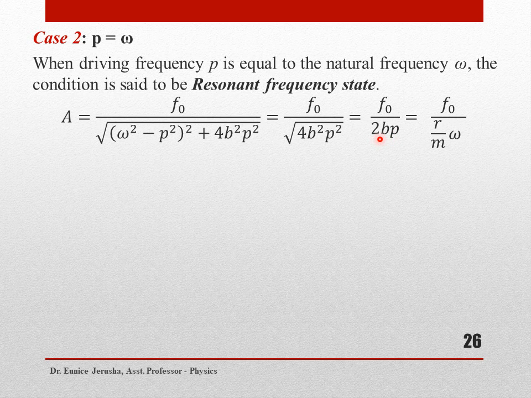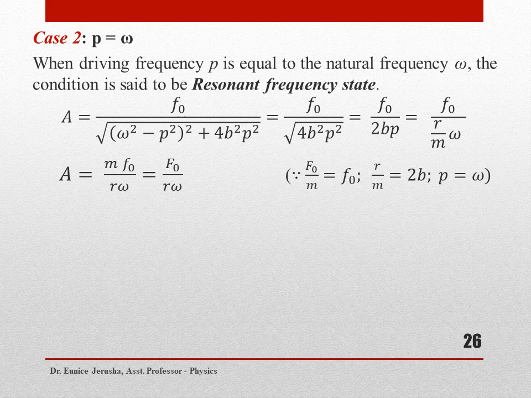On substituting for 2B as R by M, we have this expression for the amplitude as F naught divided by R by M omega. Rewriting this equation still further, we obtain the amplitude of oscillations to be M F naught divided by R omega, and substituting for M F naught as capital F naught, we have the amplitude of oscillations to be F naught divided by R omega.